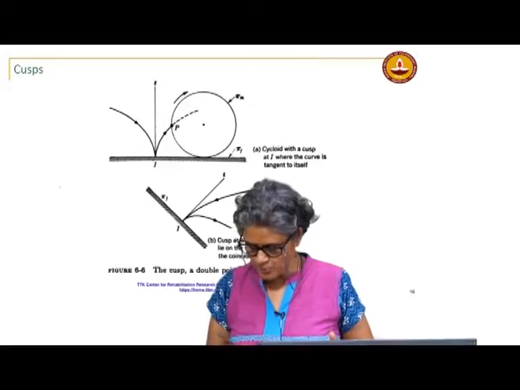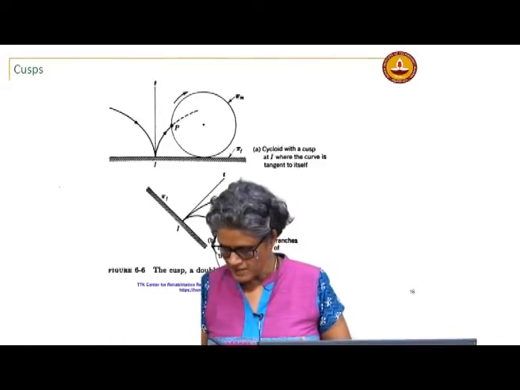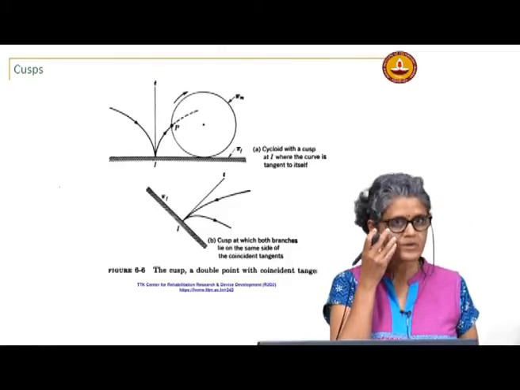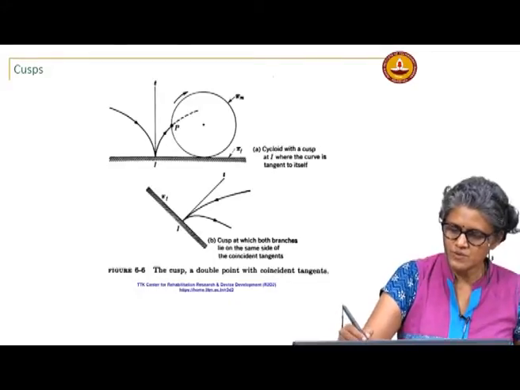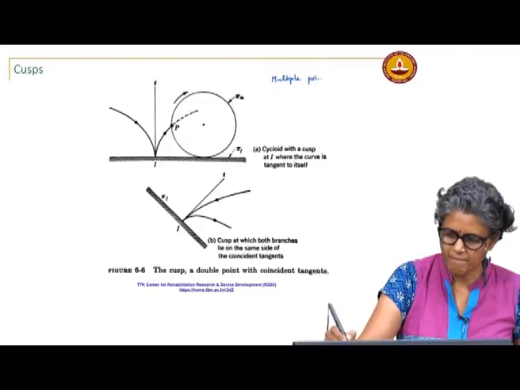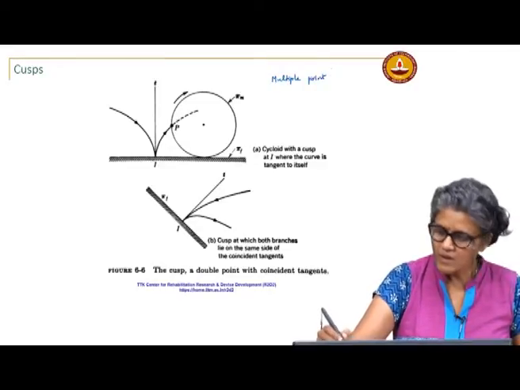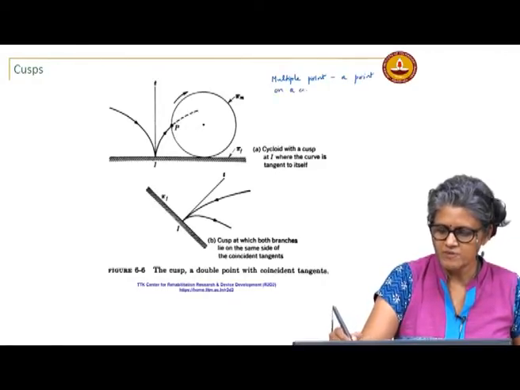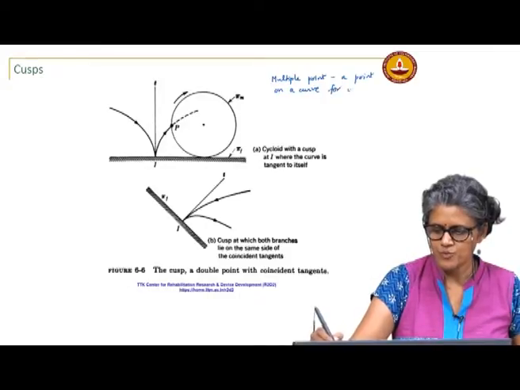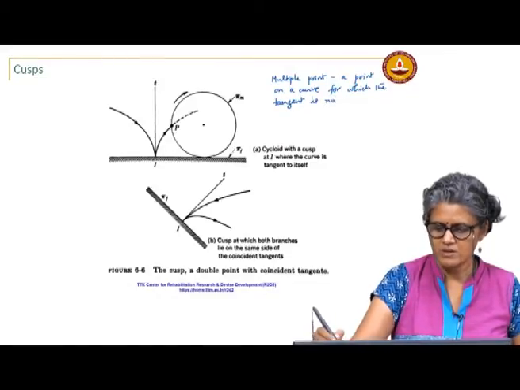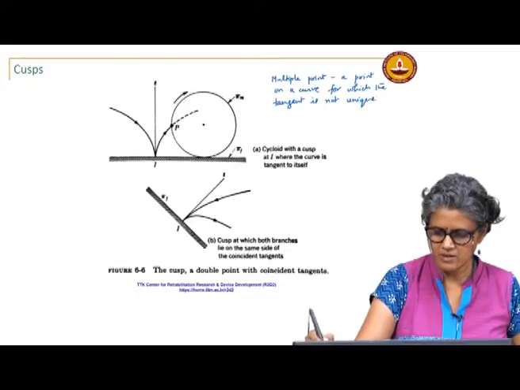So, last class we were looking at the concept of the cusp. You have multiple points in the coupler curve, where a multiple point is a point where the tangent is not uniquely defined. So, a multiple point is a point on a curve for which the tangent is not uniquely defined.